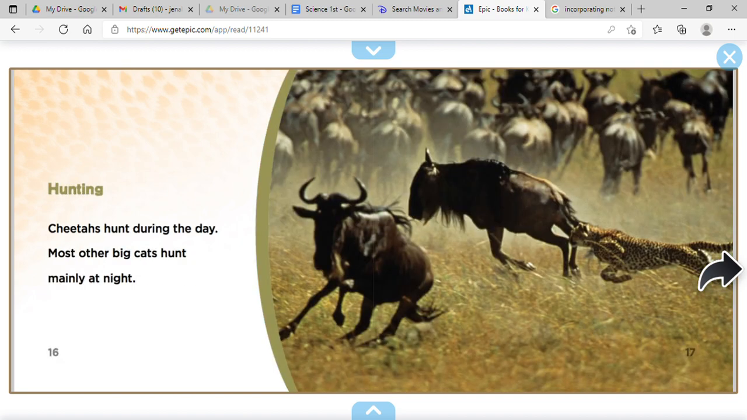Hunting. Cheetahs hunt during the day. Most other big cats hunt mainly at night. It doesn't say what food they eat. Well, not right now. There's talk about hunting.